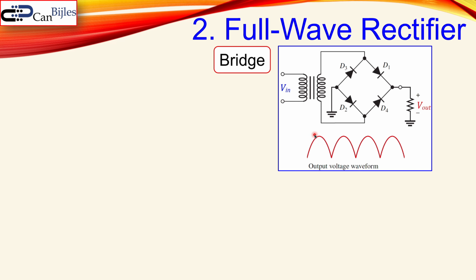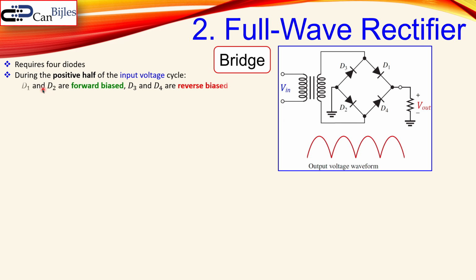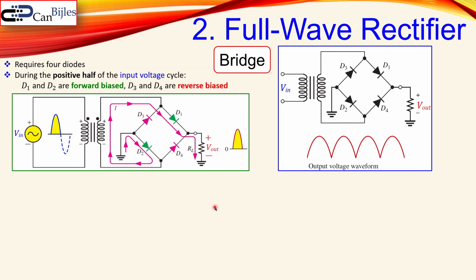One of the advantages of a full wave rectifier over the half wave rectifier is that you rectify each half of the period. That's why it's called a full wave rectifier. So the full wave will be rectified. This circuit requires four diodes, and during the positive half of the input cycle, D1 and D2 will be forward biased, and D3 and D4 will be reverse biased. That is shown in this drawing. The green means it's on and the pink ones are off.